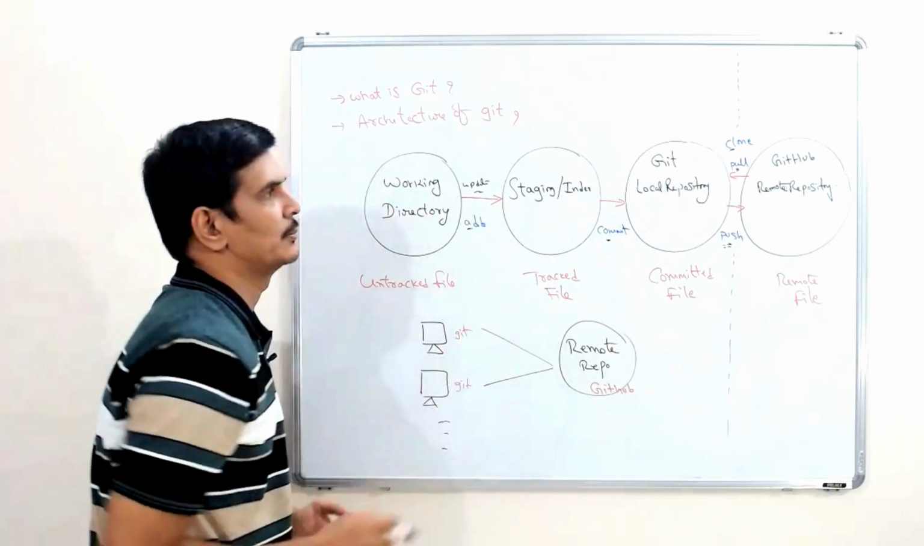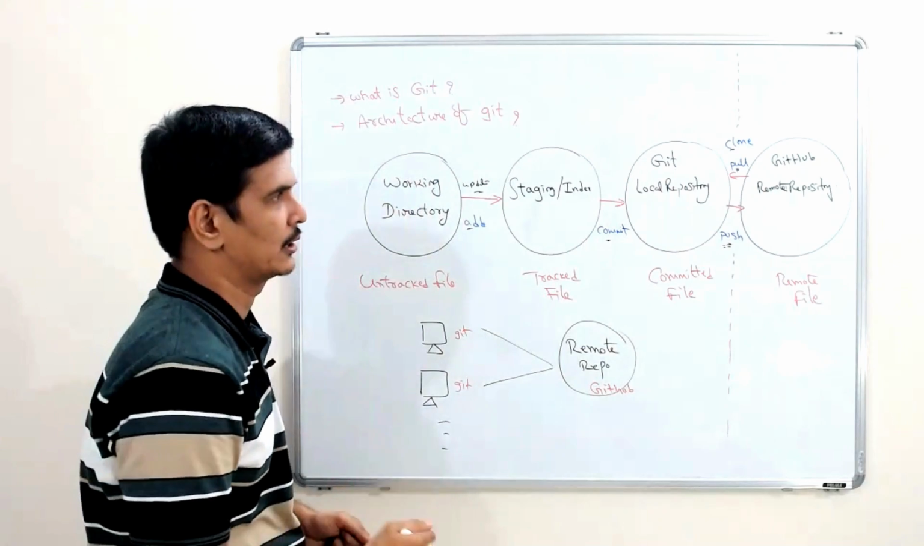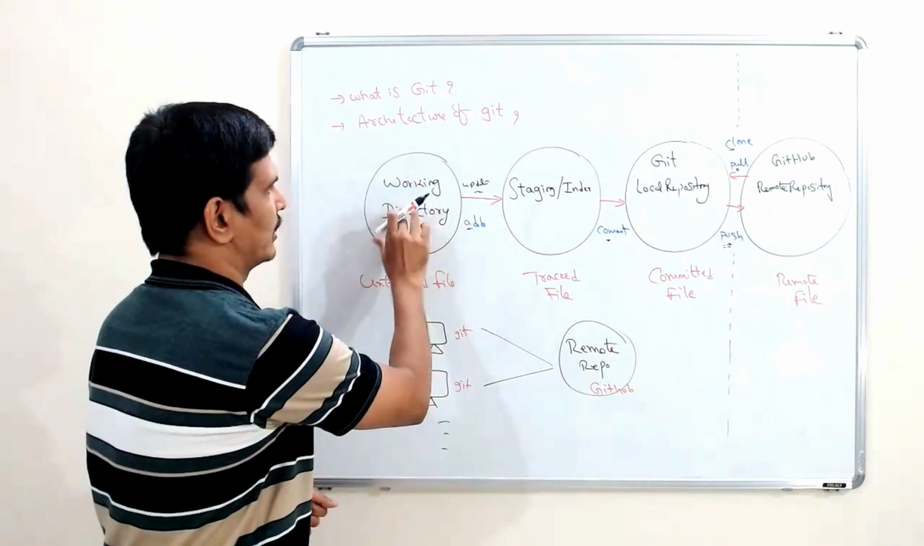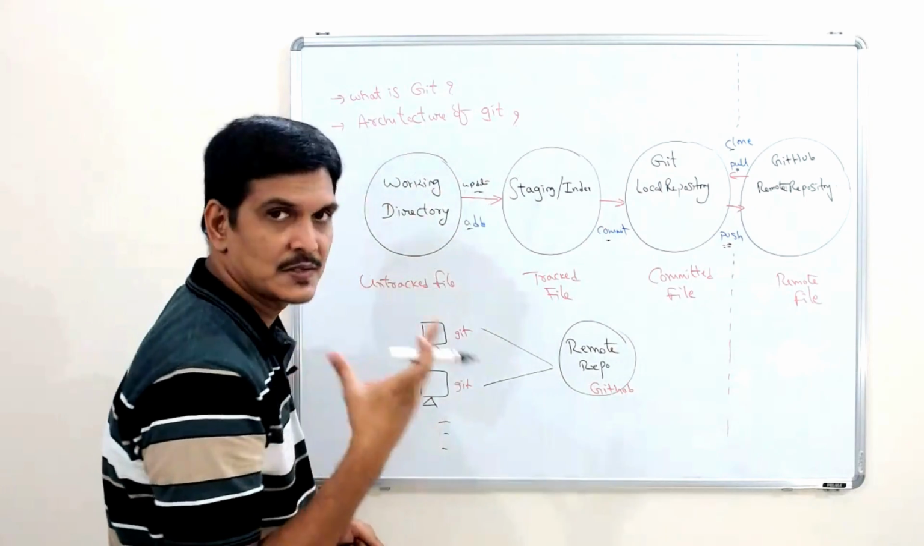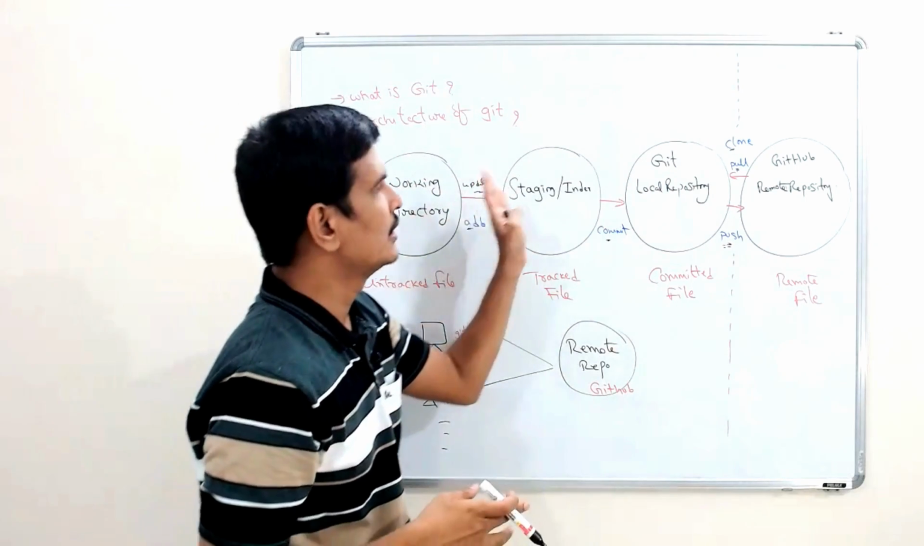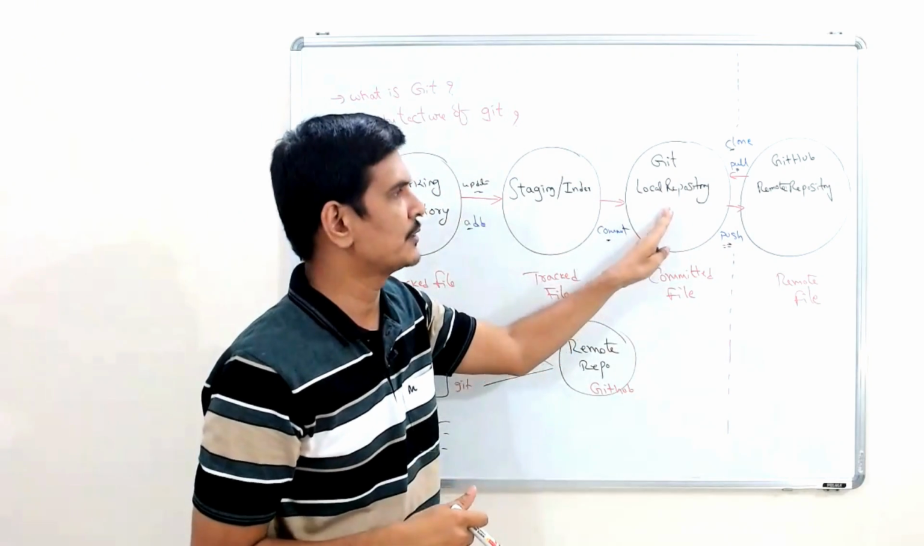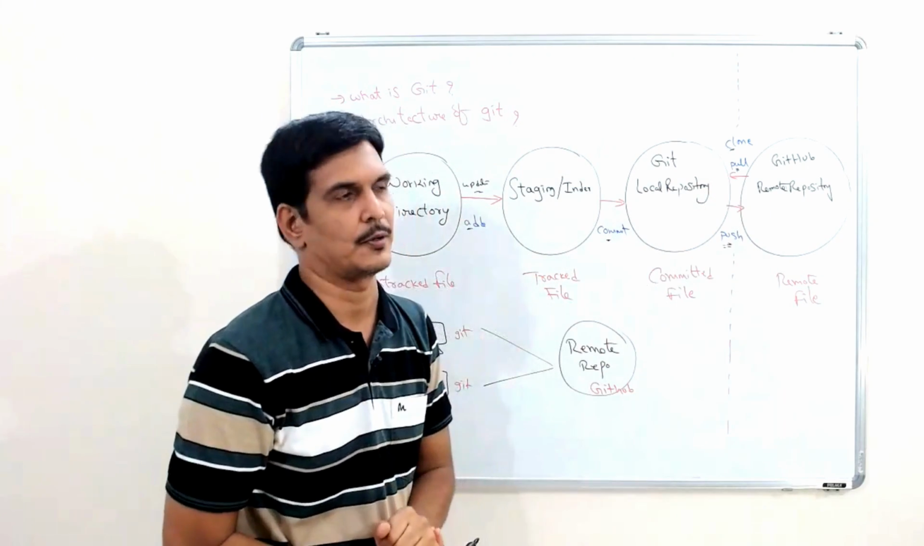So all these things will be done by the Git software. Once we install Git, whatever files we have, we can add them to the staging area. From there, we can commit them to the local repository. From there, we can push them into the remote repository.